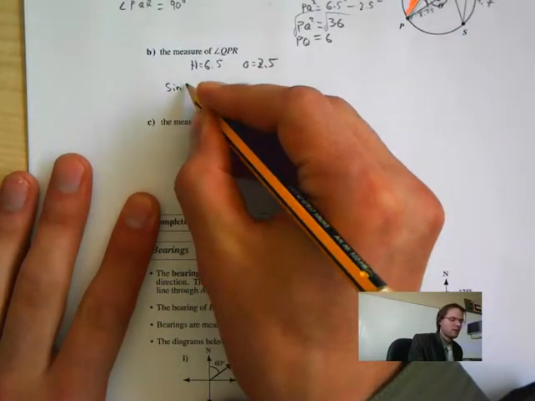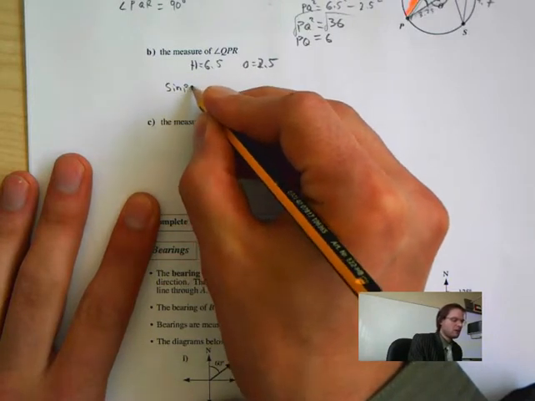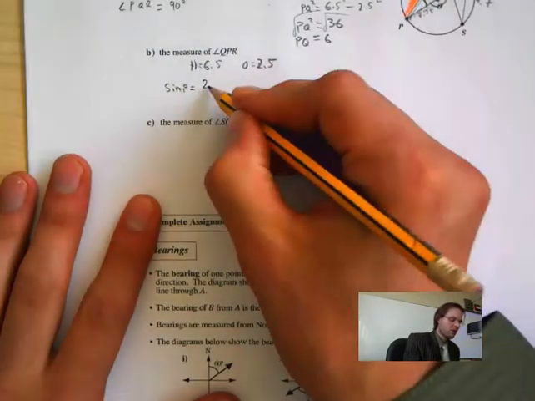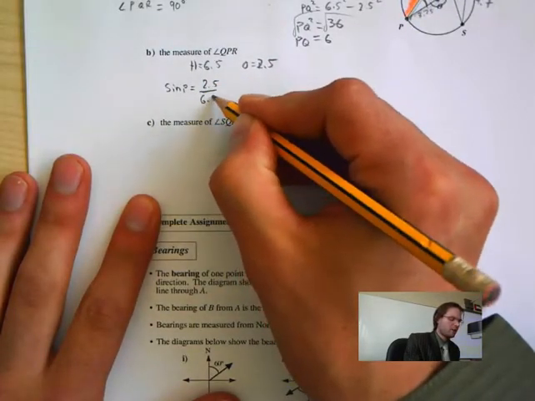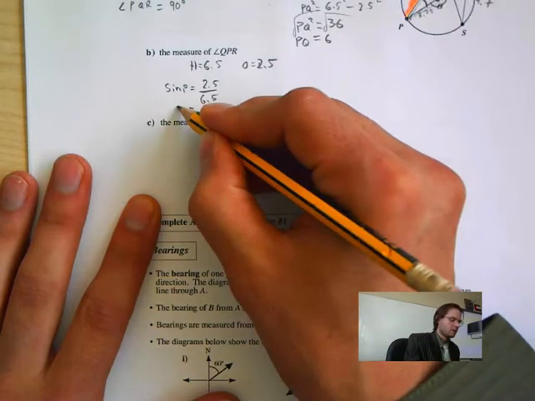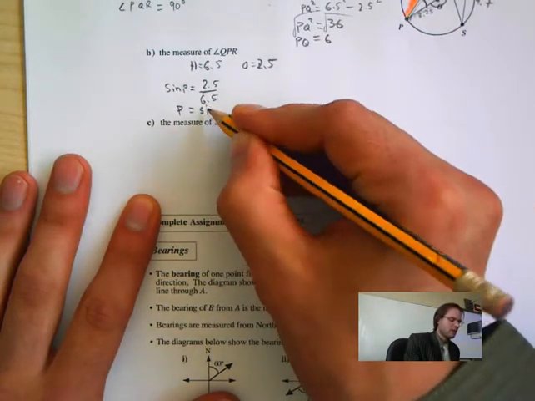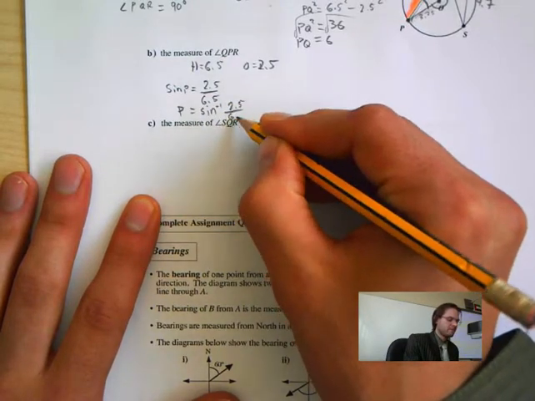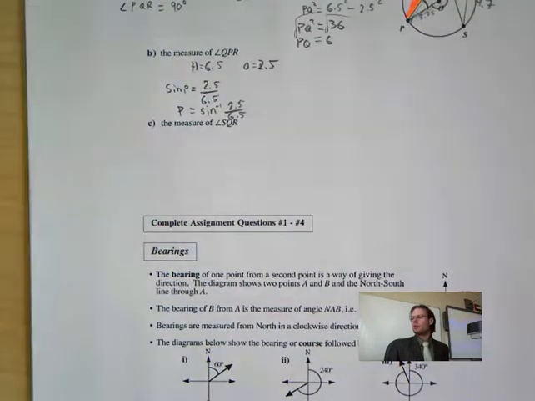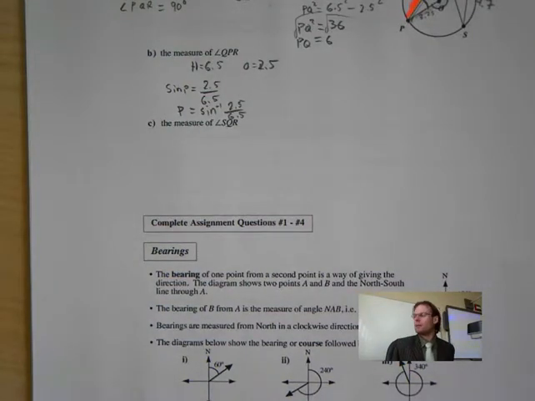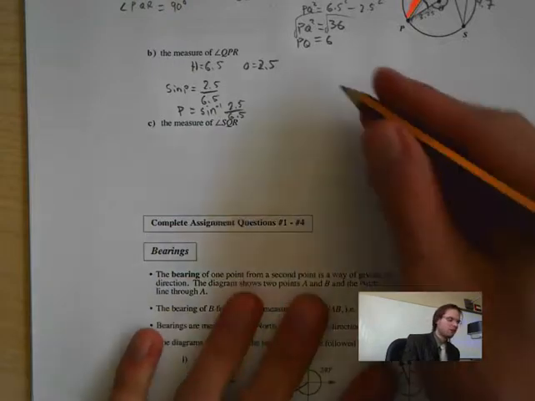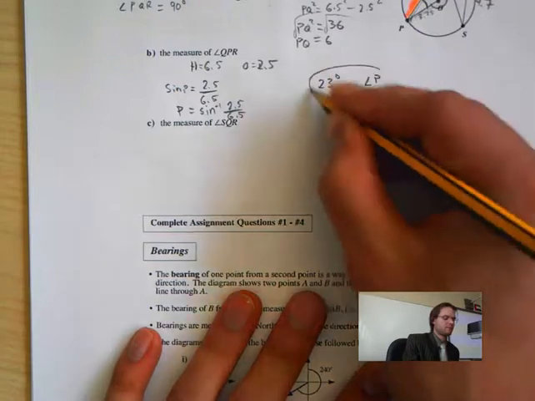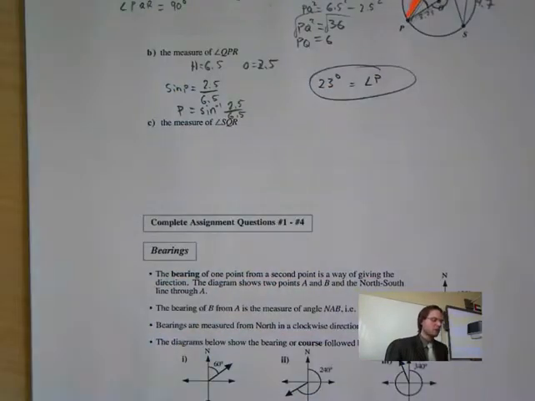Sine of P, because it's angle P, is equal to the opposite, 2.5, divided by 6.5. So then the angle is equal to the inverse of sine. We plug that into our calculator, and I am going to end up getting 23 degrees is equal to angle P. Okay? Now the last one, it wants the measure of SQR.